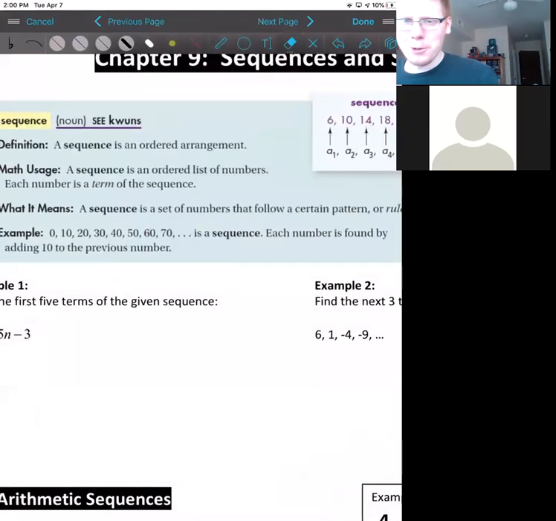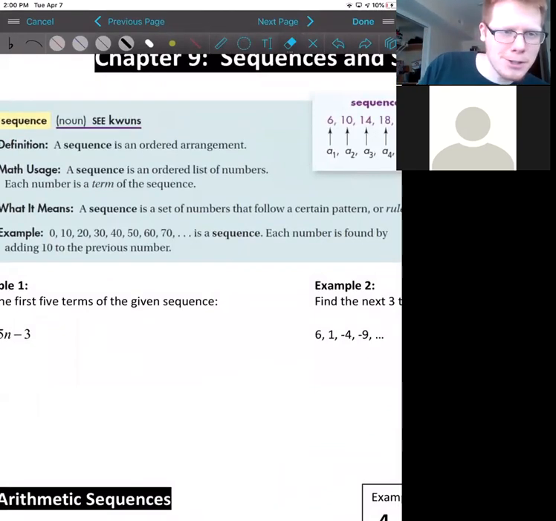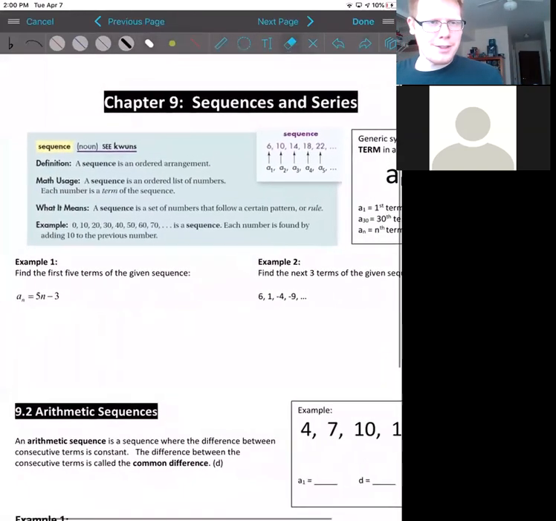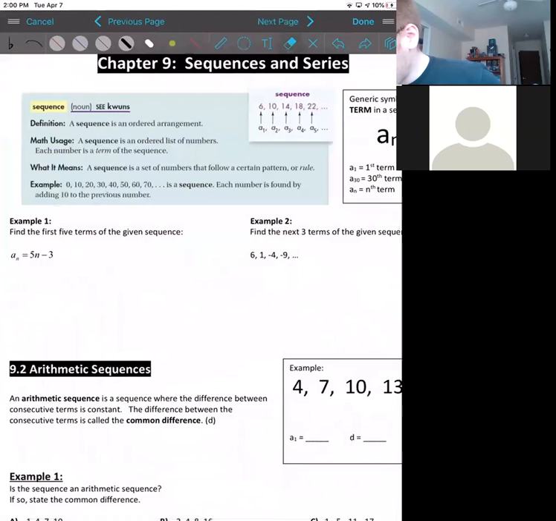So chapter 9 is all about sequences and series. The definition of a sequence is just an ordered arrangement, or basically a list of numbers. So what we'll be doing a lot in this chapter is looking at a list of numbers and trying to come up with a rule, or a formula, for different sequences.